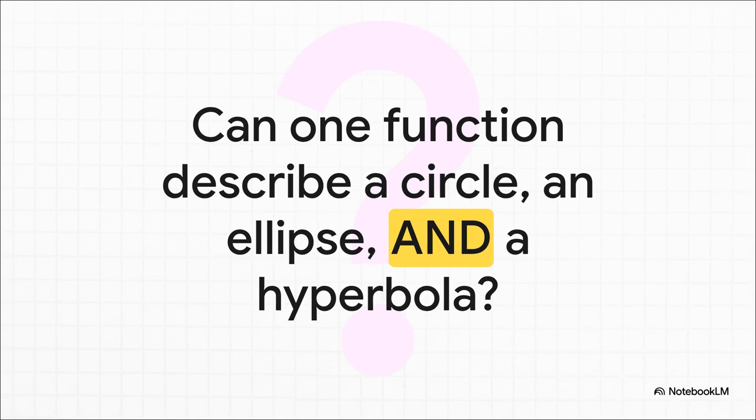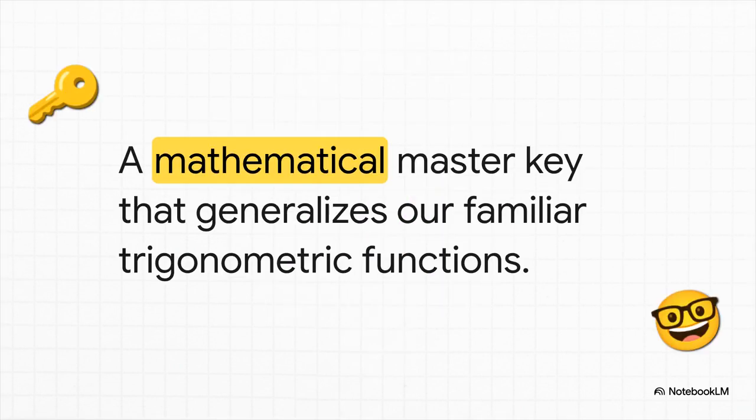We all learned that sine and cosine give you a circle, right? Simple enough. But what if there was one single, more powerful function that could also draw an ellipse and even a hyperbola, all just by twisting a single knob? Well, the answer is a big yes. And that function, that mathematical master key, is called the elliptic function. Think of it as a huge upgrade to the trig functions we already know and love. It contains them, but it can do so much more.